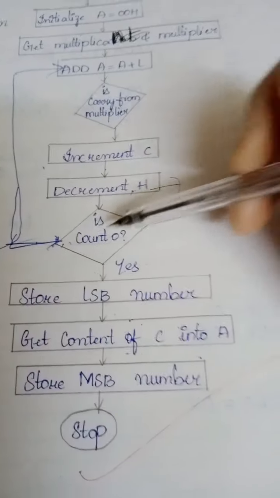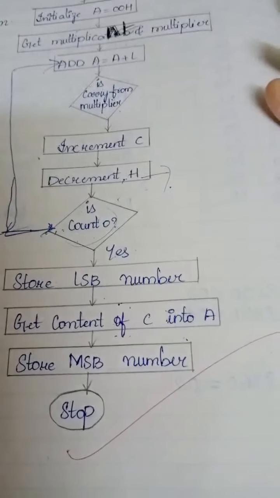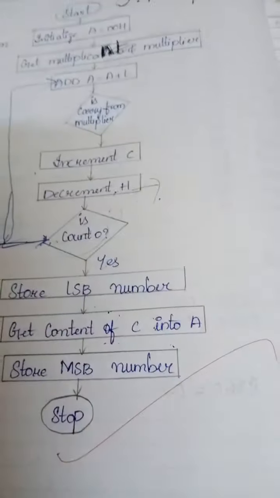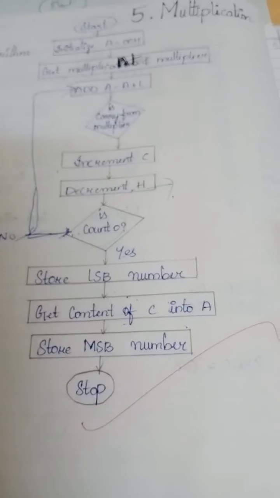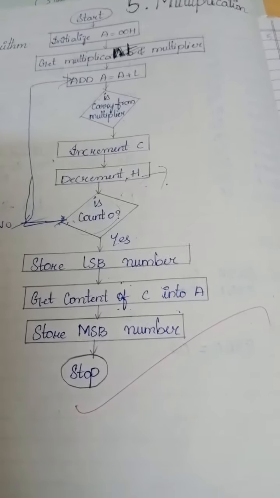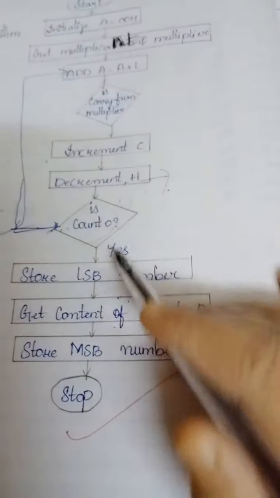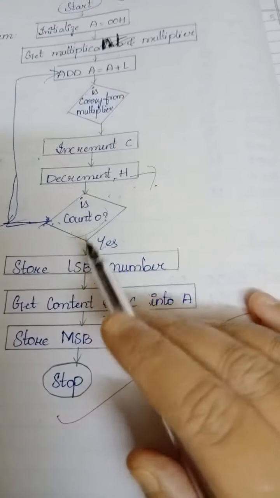Means is count equal to 0? No, count has like 5. So if we add 1, if we add 2 one time, it will become 4. So count is not 0. So what we have to do? You have to move to the next part.